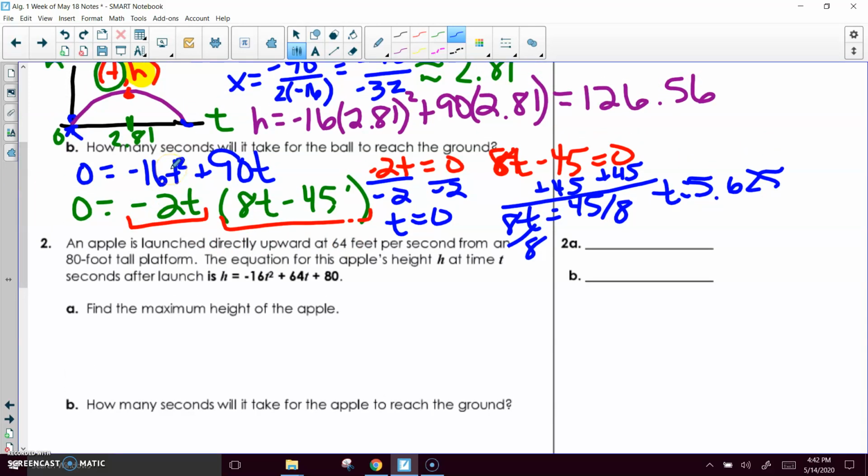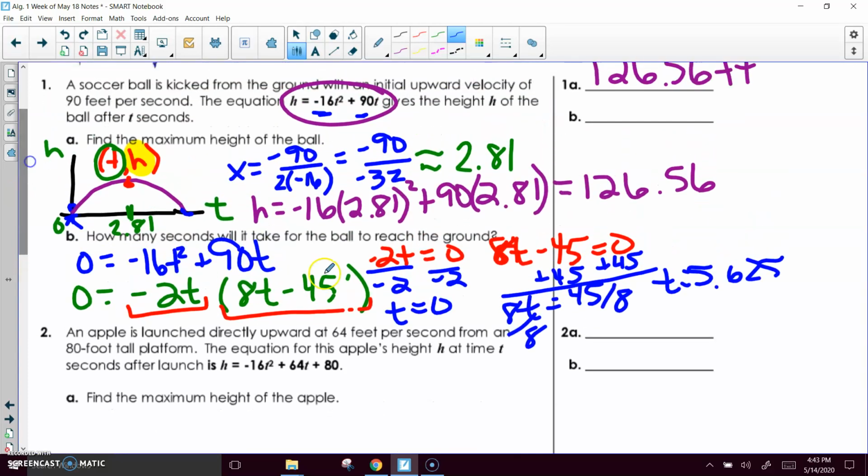The question was, how many seconds will it take for the ball to reach the ground? Does 0 seconds make sense? Well, yeah, because at time 0, my ball started on the ground. And 5.625, if you think about it, the vertex is the middle of my graph. So if I take 2.81, which was a rounded answer, and double it, that gives me my other x-intercept. We calculated it exactly and found it to be 5.625 seconds.